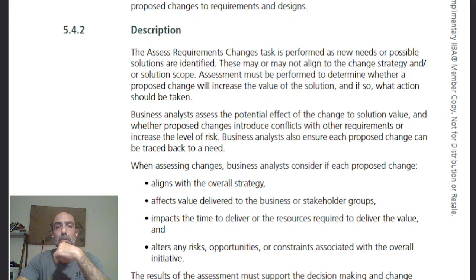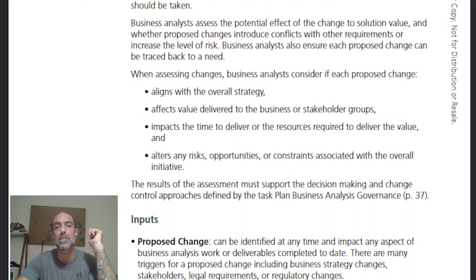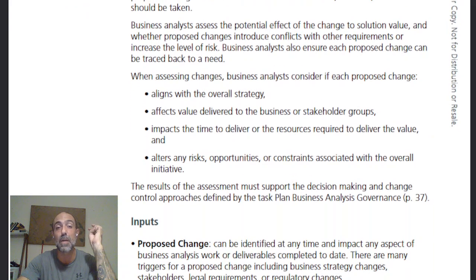Assessment must be performed to determine whether a proposed change will increase the value of the solution, and if so, what actions should be taken. Business analysts assess the potential effect of the change on the solution value and whether proposed changes introduce conflicts with other requirements or increase the level of risk. So here, basically, we're assessing the potential effect of the change to the solution value and whether the proposed change introduces conflicts with other requirements or increases the level of risk.